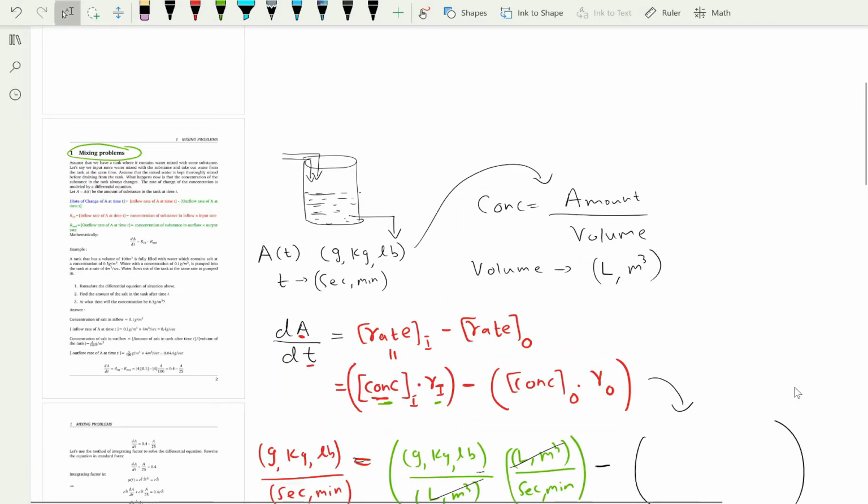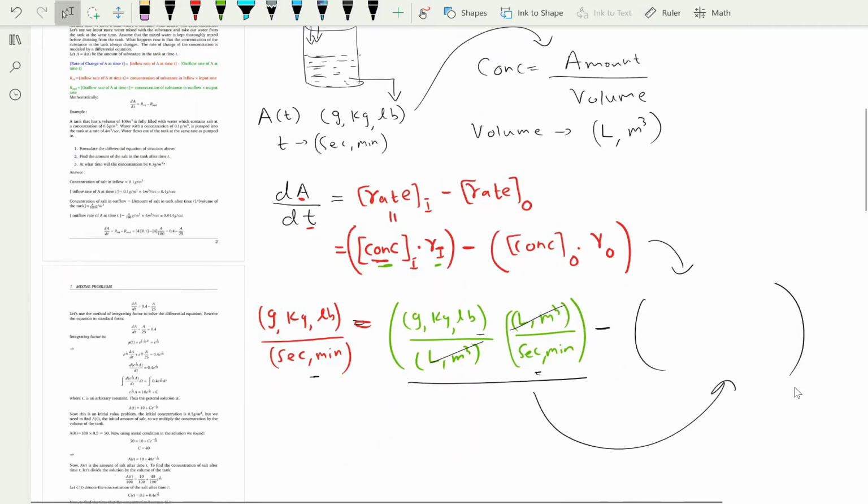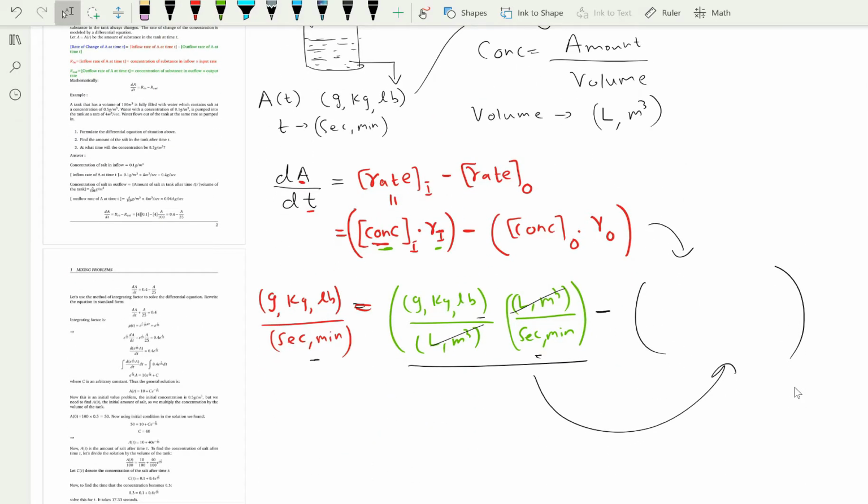Units are very important because sometimes it can be hard to set up a differential equation for a given problem in this model, but units can help you set up the model correctly. Now what we are going to do is actually solve some problems using this idea that we learned.